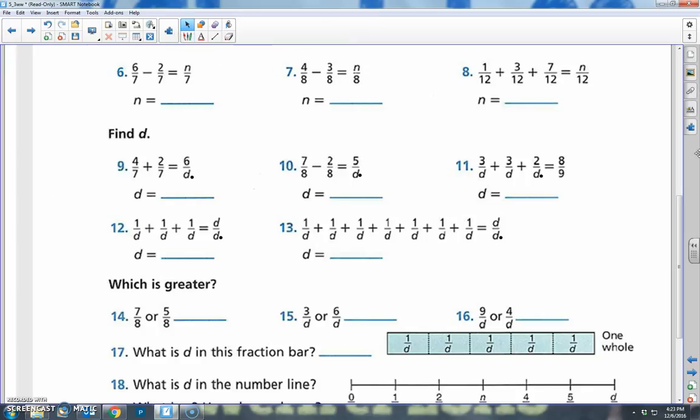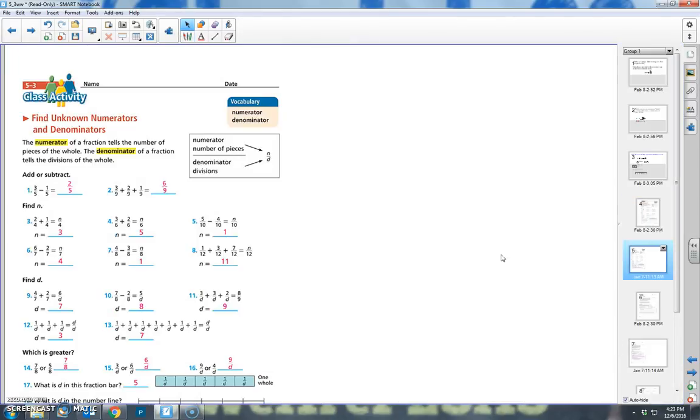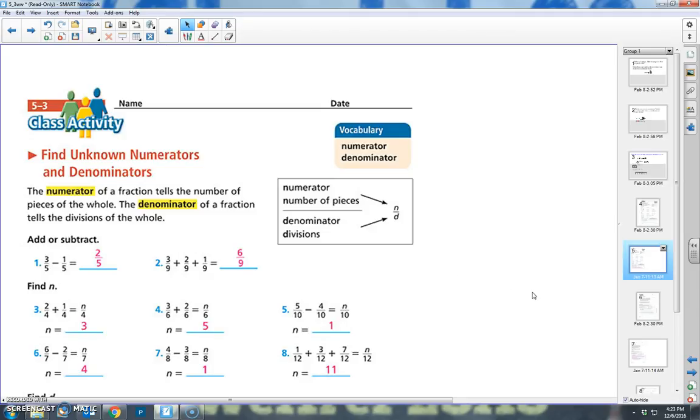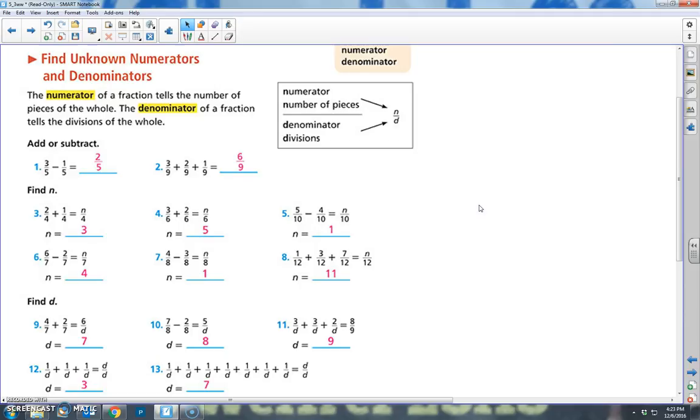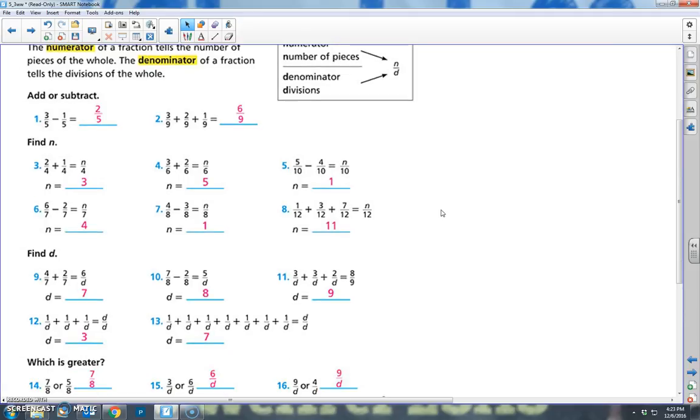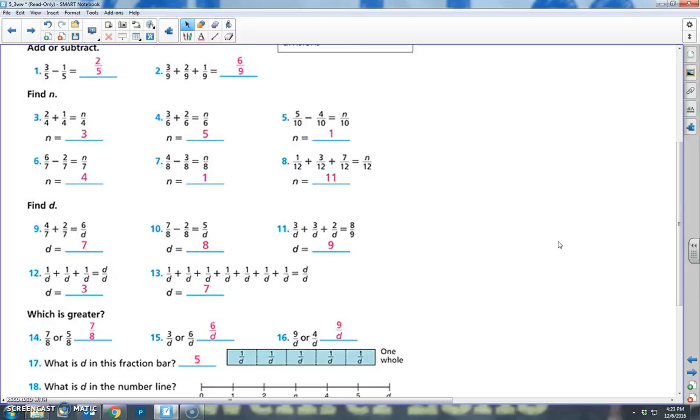Welcome back, let's check your work. We go right to the next page. You can see exactly what that is. Let's make that a little bit bigger so you can see. Okay, you can see we have 2/5, 6/9. You can see what n is. You can see what the d's are. And again, this one's pretty easy. When you find d, the denominators are the same all the way across.